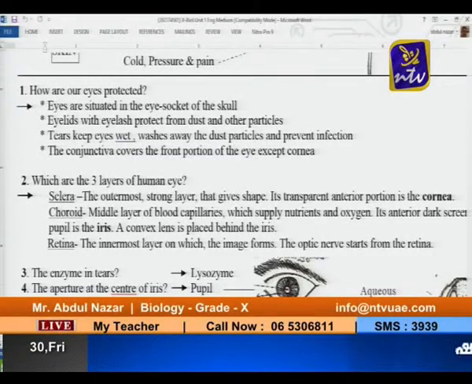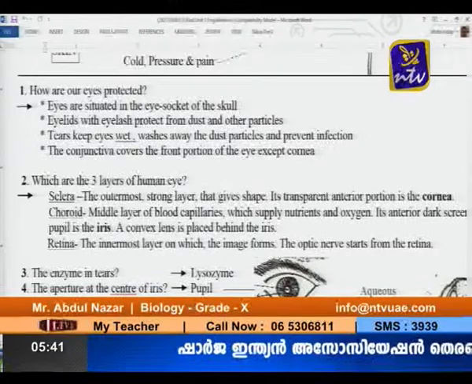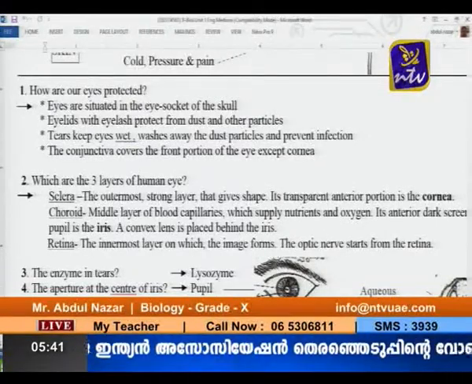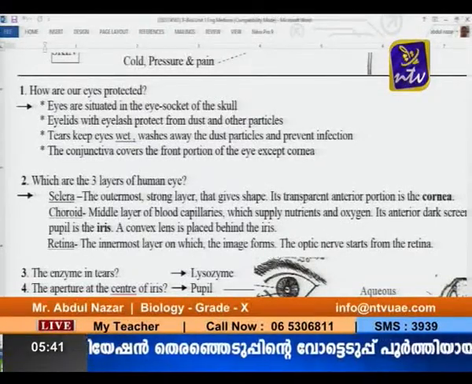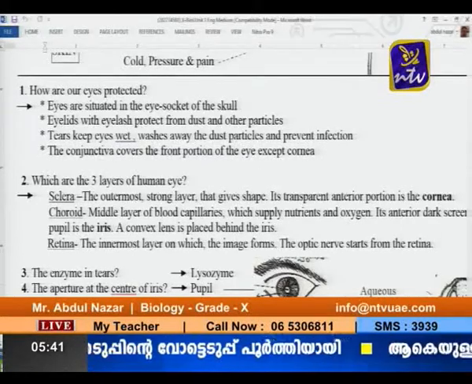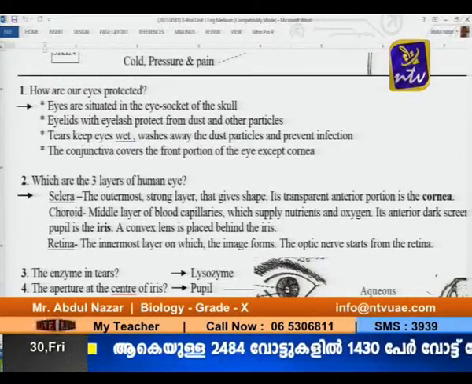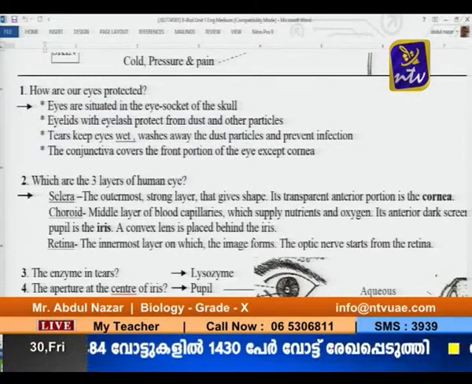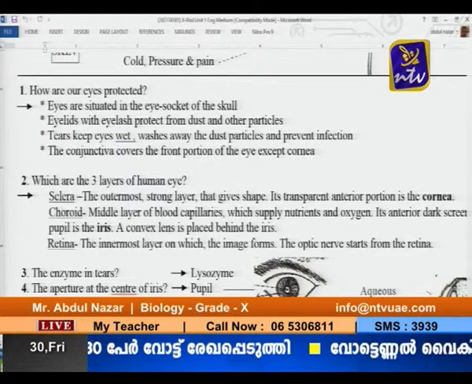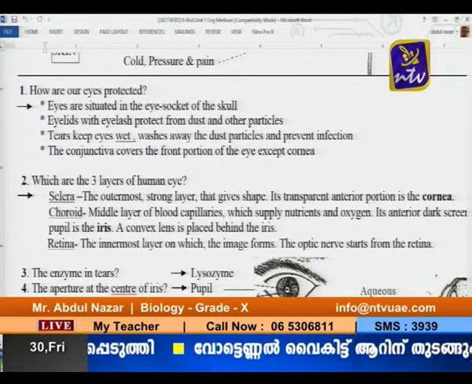disc-shaped structure called the iris. The color of the iris varies in different people, and there is a convex lens placed just behind the iris. At the center of the iris there is a small opening called the pupil. Pupil regulates the amount of light entering the eye. Then the innermost layer is called the retina. Retina is the photosensitive part of the eye.